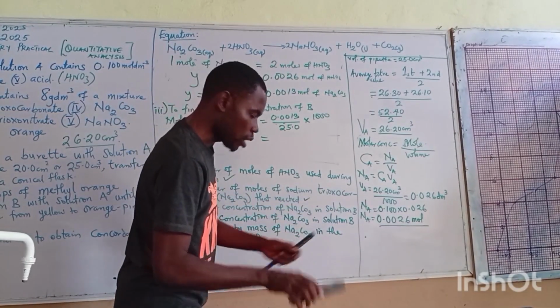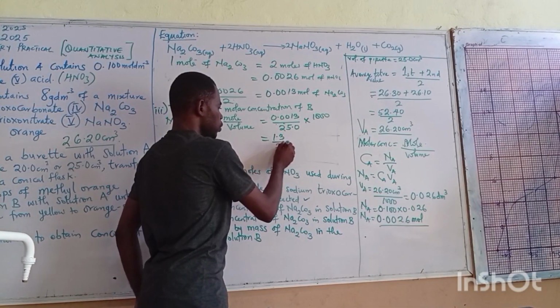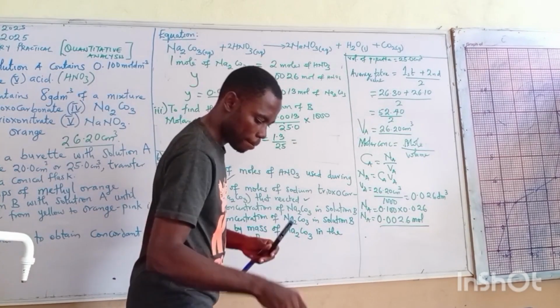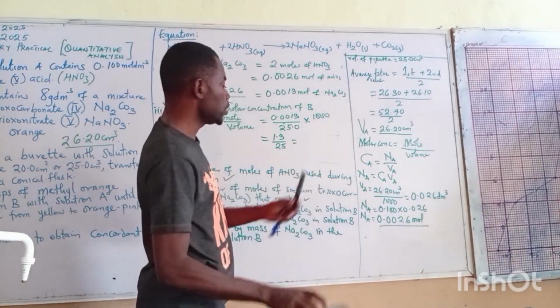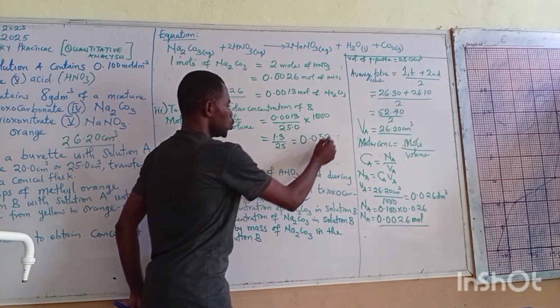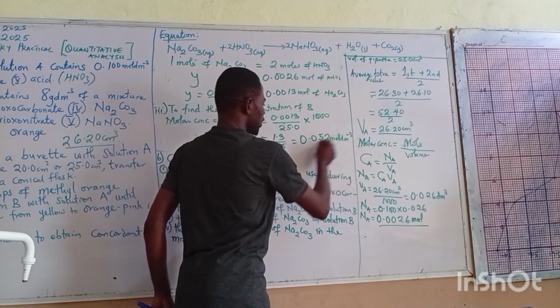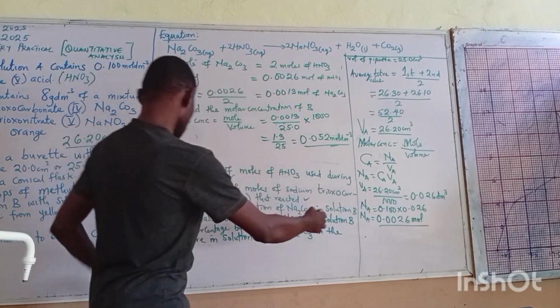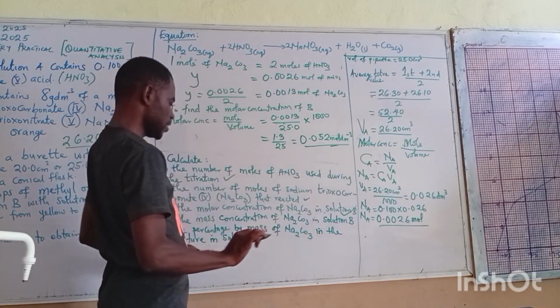So I'm having 1.3 divided by 25, and what will be the answer? My calculator gives 0.052 mole per dm cube. That's how we satisfy question number 3. Can you see the way I'm making it?